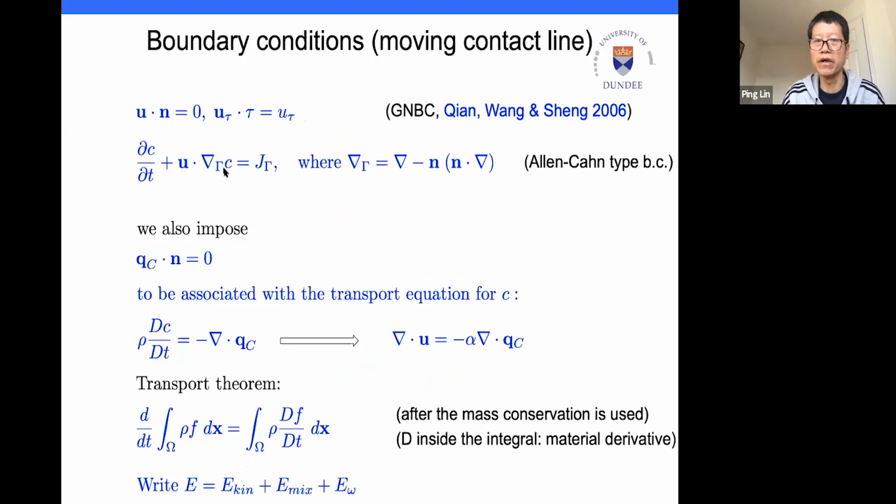And then for the boundary condition for C, they also use the Allen-Cahn type of boundary condition, which is also in this format. Here gamma is the boundary, and this also needs to be determined. You also need to determine this J gamma, which is in this form.